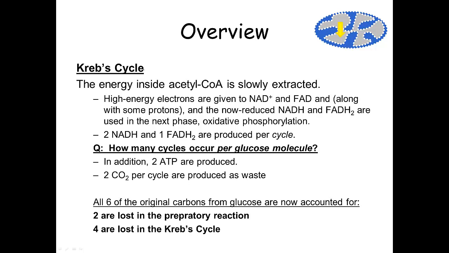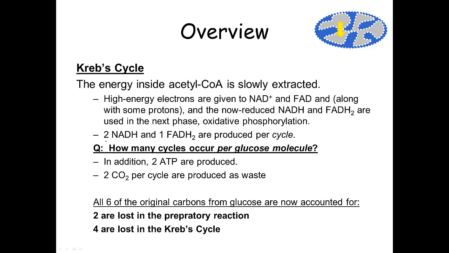For every turn of the Krebs cycle, 2 NADH molecules and 1 FADH2 molecule are produced per cycle. So the question is, how many cycles occur per glucose molecule? One glucose molecule, which is 6 carbons. Again, remember, you have broken down to 3-carbon pyruvates, which then get broken into 2-carbon acetyl groups. So per glucose molecule, there are 2 Krebs cycle events happening.